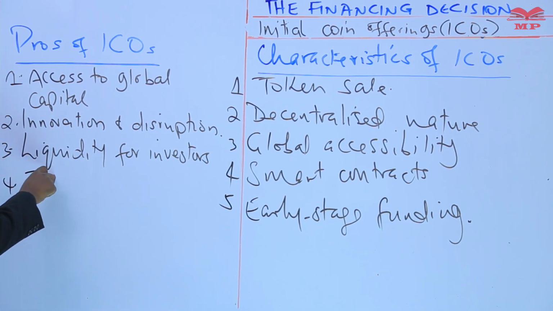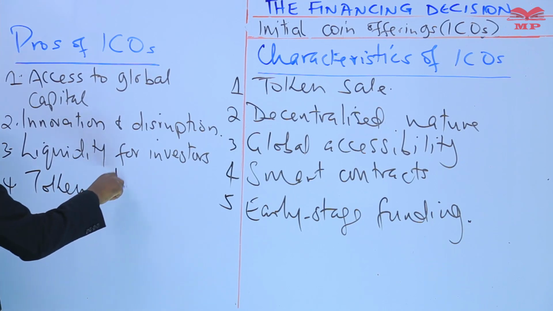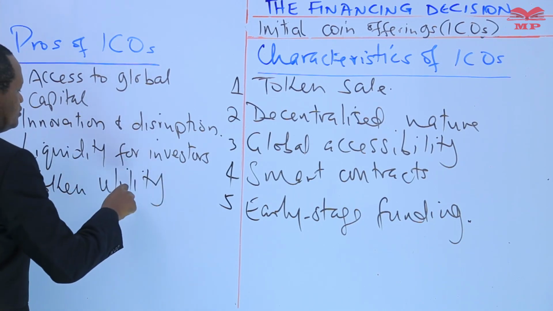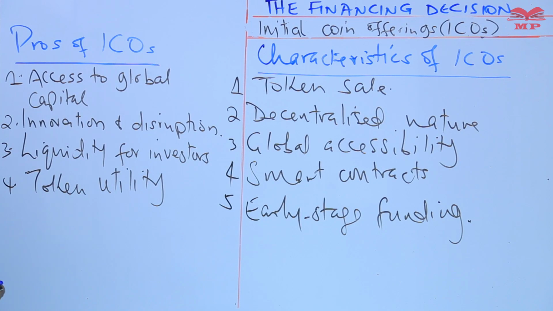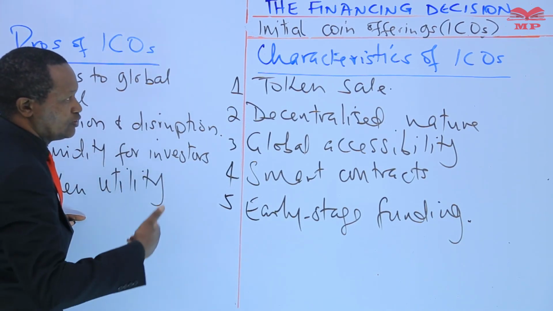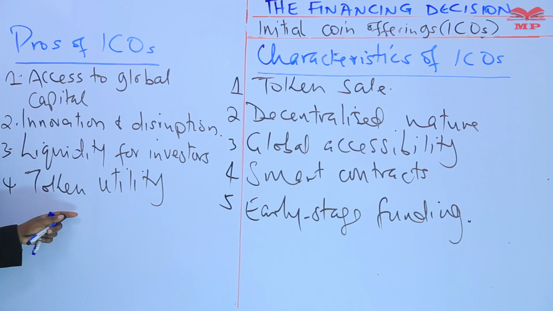4, token utility. ICO tokens may confer utility within the project's ecosystem, allowing the holders to access specific services, to participate in governance, or even receive discounts on future services or future products of the project.